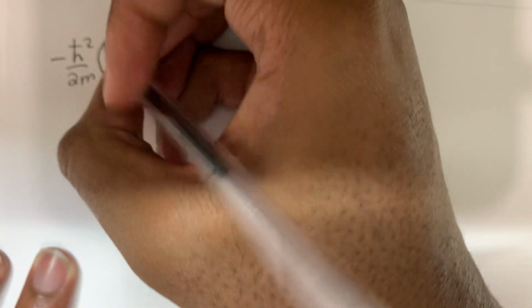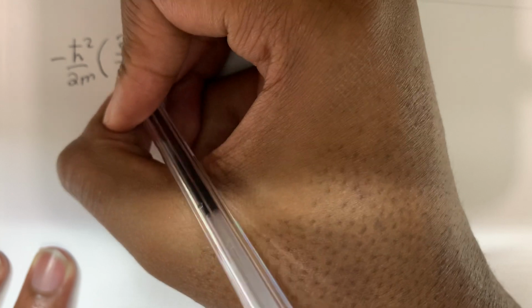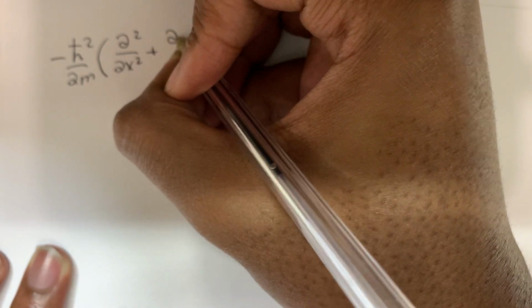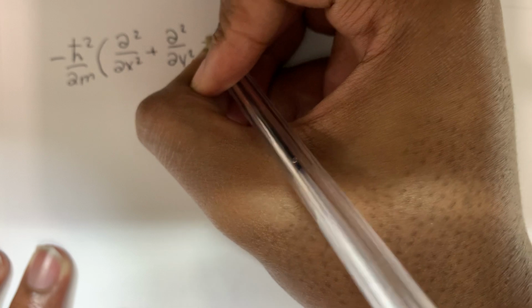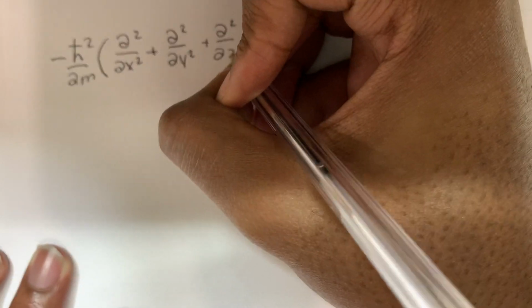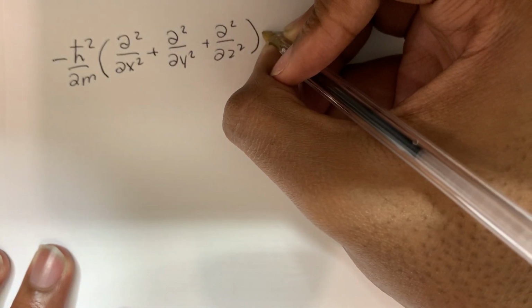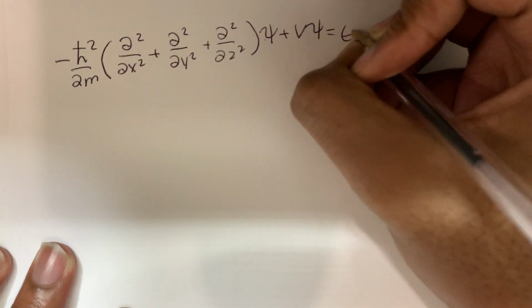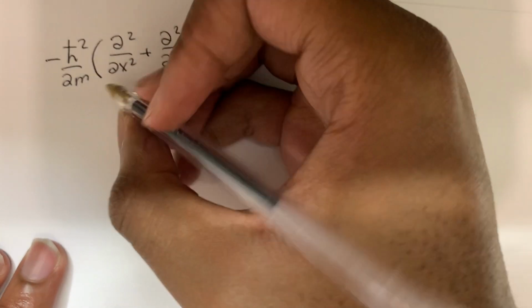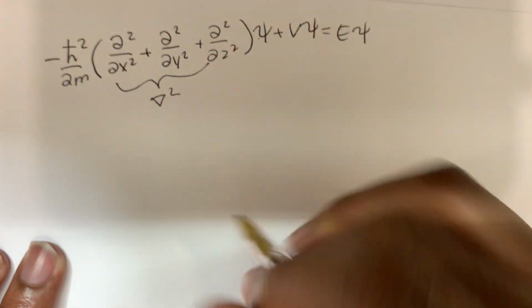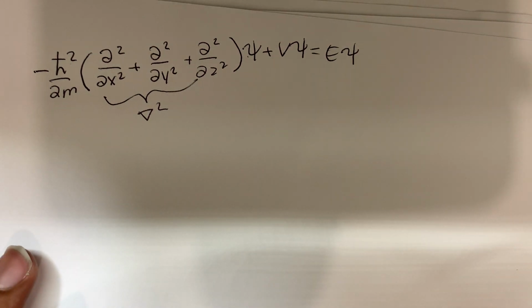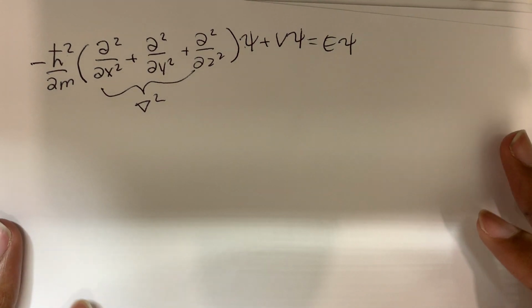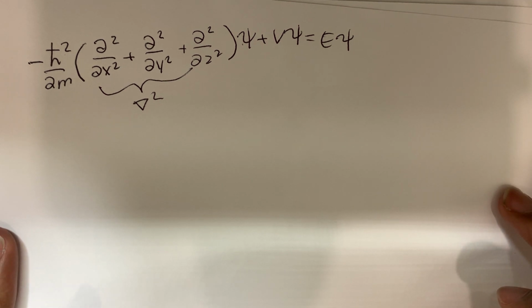So our Schrödinger equation in the Cartesian coordinate system for a particle in a 3D space looks like this. So we have minus h bar squared over 2m times the Laplacian of psi plus V psi equals E psi, okay? And here's the Laplacian operator. And this is a very nice equation. We can solve it for a bunch of simple cases, like a particle in a 3D box.